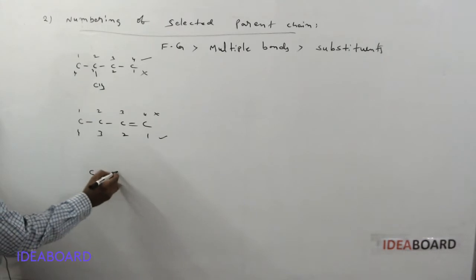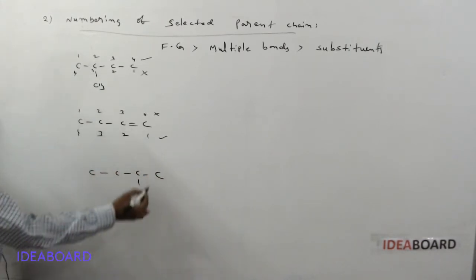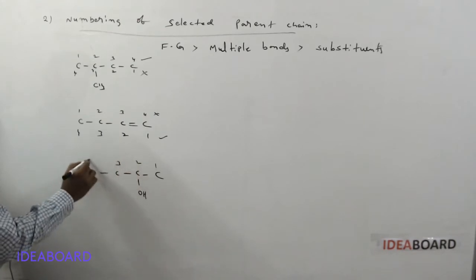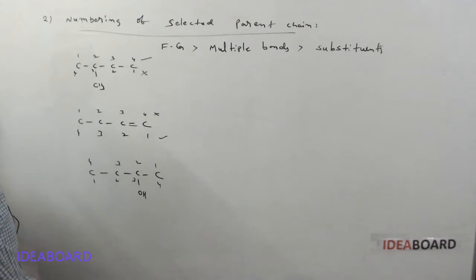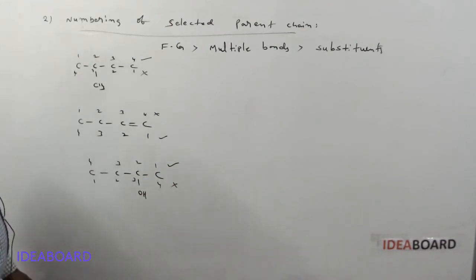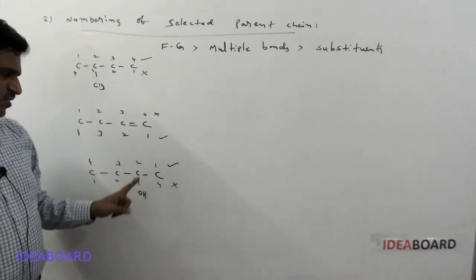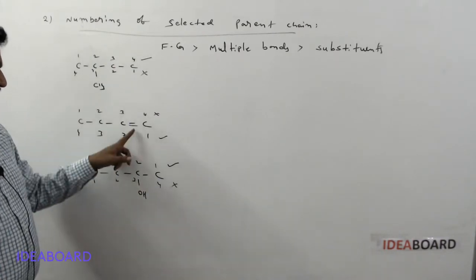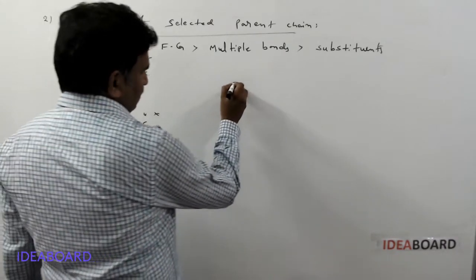And next, suppose there are 4 carbon atoms and OH is present here, numbered 1, 2, 3, 4, and here also 1, 2, 3, 4. Which is the correct numbering? Yes, this is correct and this is wrong. So whenever you are selecting, give the lowest possible number to the carbon containing the functional group, or the double bond, or the substituent.